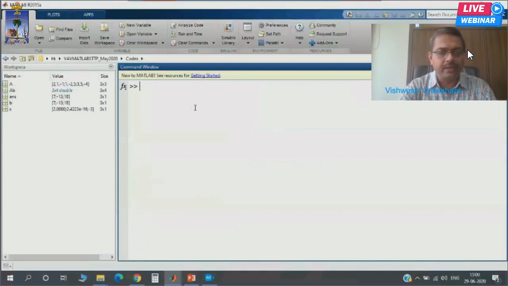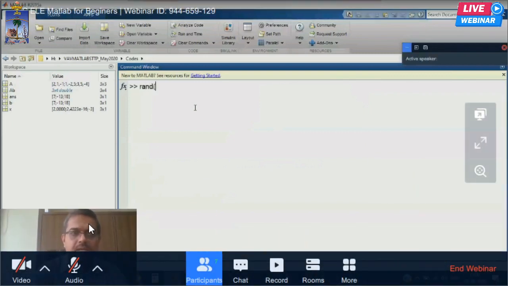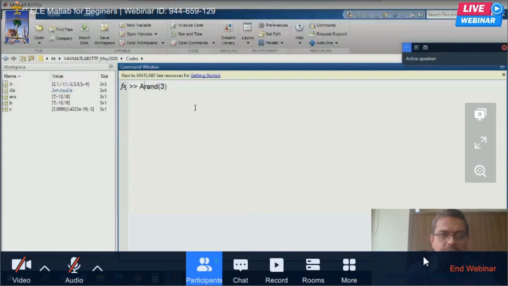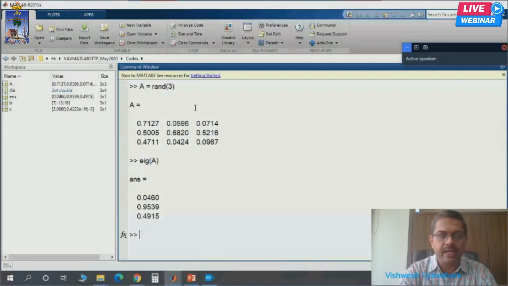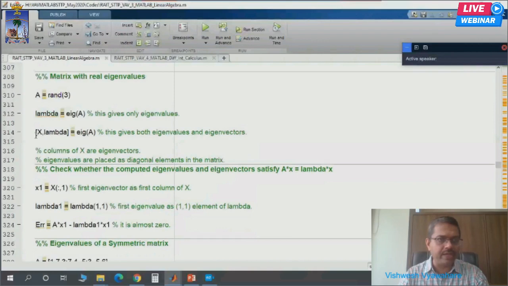Let's try to find the eigenvalues of rand 3, and I store this as A. If I write EIG A, it will directly give me the eigenvalues of matrix A. If I write here lambda, it also gives me eigenvalues as well as eigenvectors. This is the command.